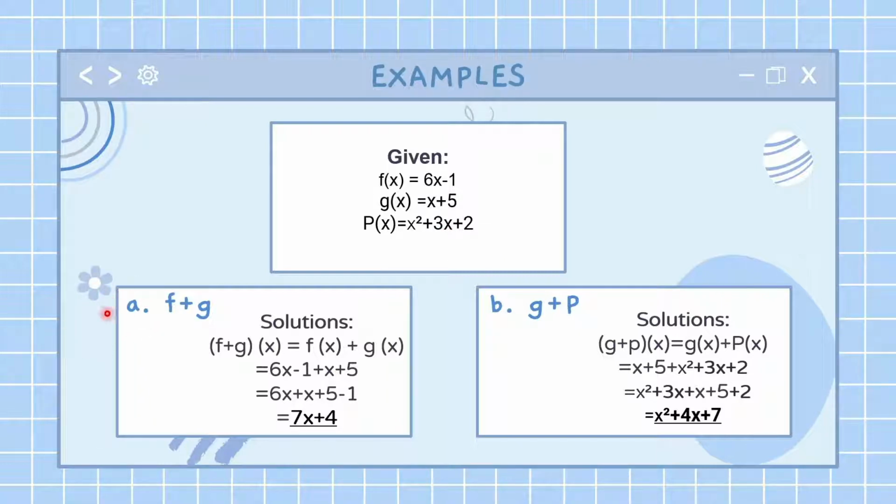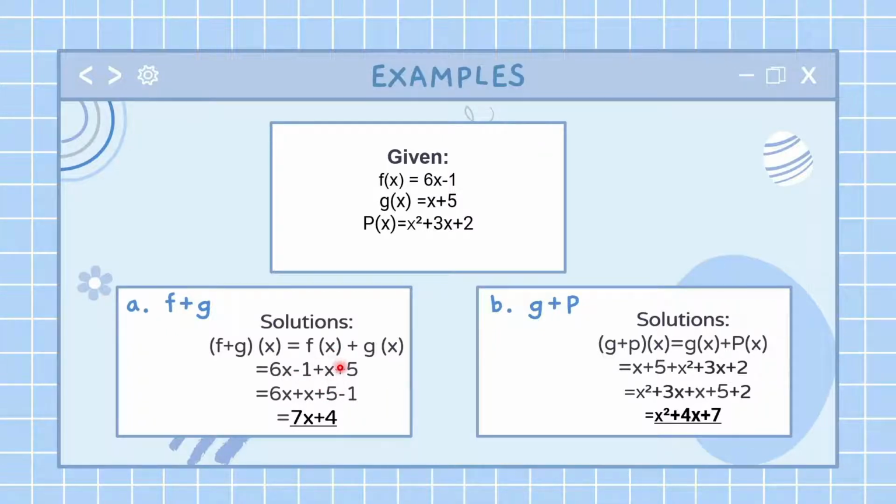So let us first try to solve example letter A. We have here f plus g. We have here the solution. f plus g of x is equal to f of x plus g of x. So what we need to do after getting this is we just need to substitute it with a given. So f of x is 6x minus 1, plug that down there. g of x is equal to x plus 5, put that right there. So we will get 6x minus 1 plus x plus 5. This is equal to f of x plus g of x.